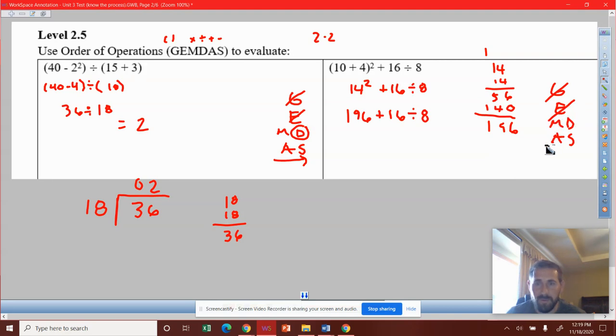We finished the exponent. Now we're looking for multiplication or division, and we got division. So I can circle my division and say, this is what I'm going to do first. So I'm going to bring the 196 and the plus sign. 16 divided by 8 is 2. So my division is done. Now I just look, I have addition or subtraction. I have just addition. So 196 plus 2 is 198.